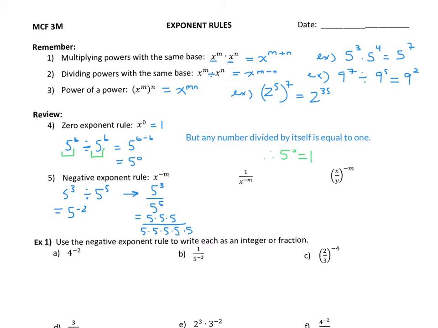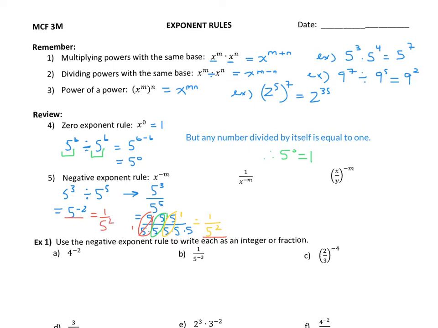So I'm going to do this pair here. 5 divided by 5, that just becomes a 1. And then this 5 divided by 5 becomes a 1. And this 5 divided by 5 becomes a 1. And what I'm left with on the top is just a 1, and what I'm left with on the bottom is 5 squared. So that then means I can conclude that 5 to the negative 2 has to be the same thing as 1 over 5 squared.